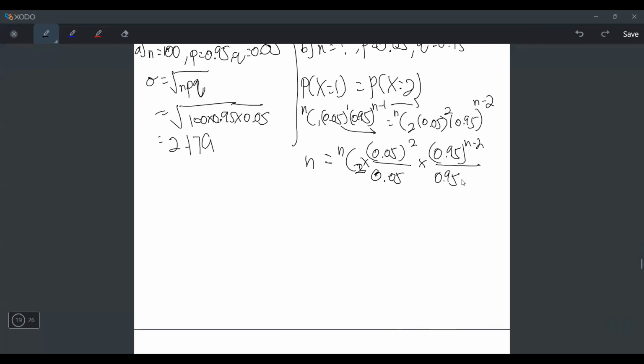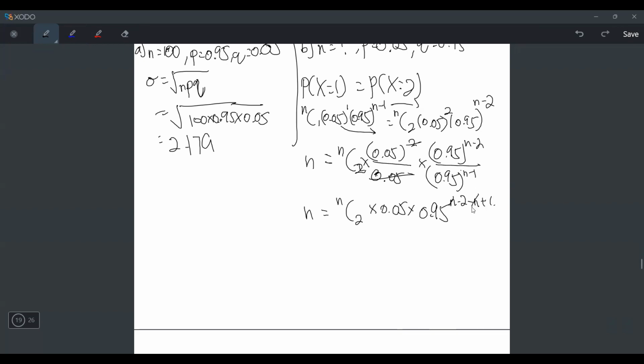This one also move there, become power N minus 1. Like this, right? And then I can cut. So end up with N equals to NC2 times with 0.05 times with, okay, same base divide. So if same base divide, both base is 0.95, then the power have to minus. So n minus 2 minus bracket n minus 1. And you have to open the bracket, so it'll be minus n plus 1. So let's just write that, minus n plus 1.